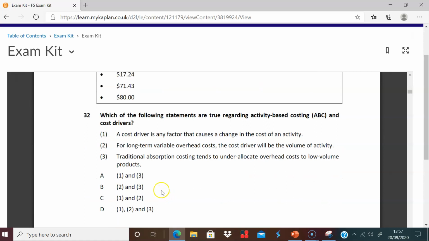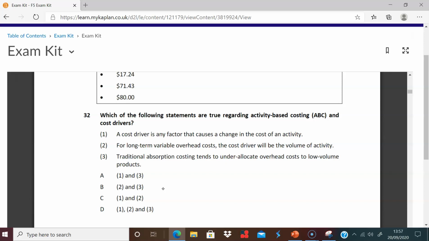So question 32. It says, which of the following are true regarding ABC and cost drivers? So a cost driver, for example, inspections, like we've just done here, the number of inspections, that's a cost driver that causes the change in the cost of an activity. Well, that's true. If you're talking about the cost of inspections, there is a direct correlation between the cost and the number of inspections that are carried out.